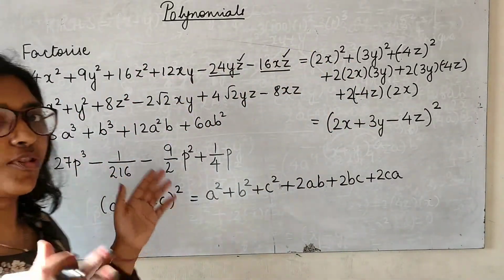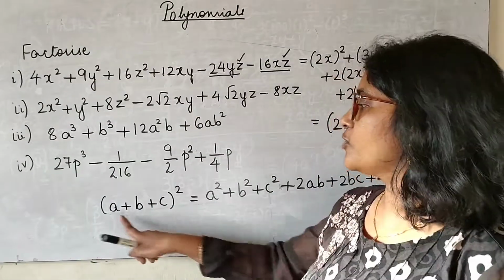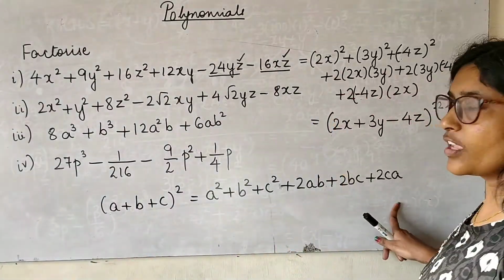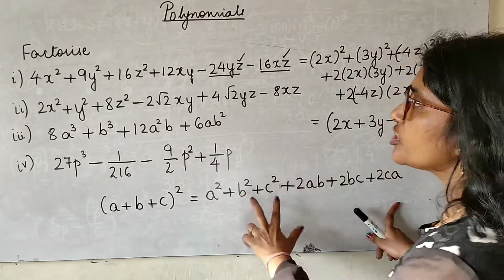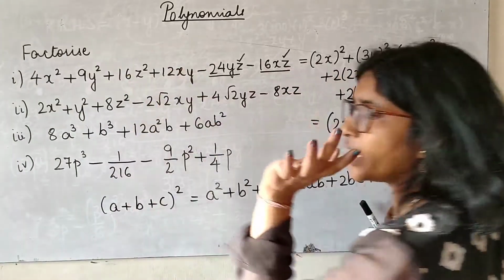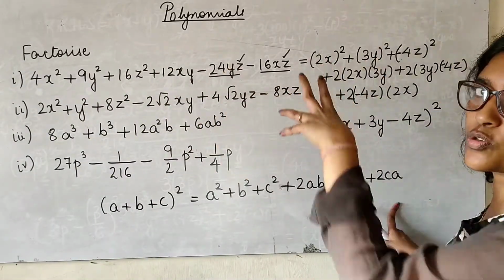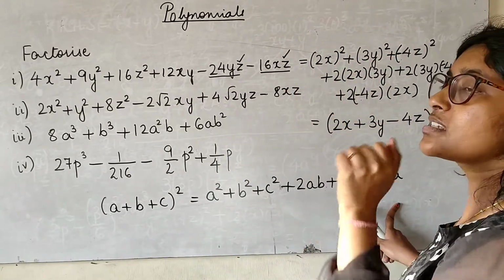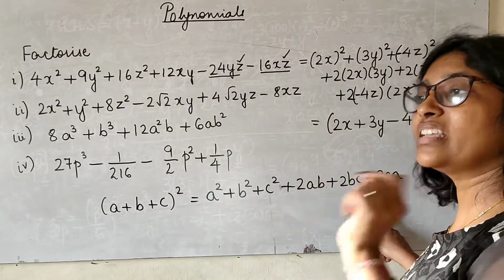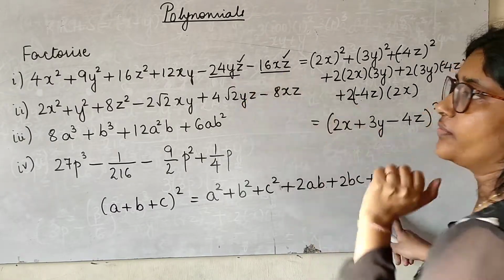So if an expansion has 6 terms, then the first thing that should come to your mind is this formula. Then you have to decide what is a, what is b. So all the terms that are perfect squares, you write as whole square. Like 4x square I wrote as 2x the whole square, 9y square as 3y the whole square, 16z square as minus 4z the whole square, because here it was having a negative sign.